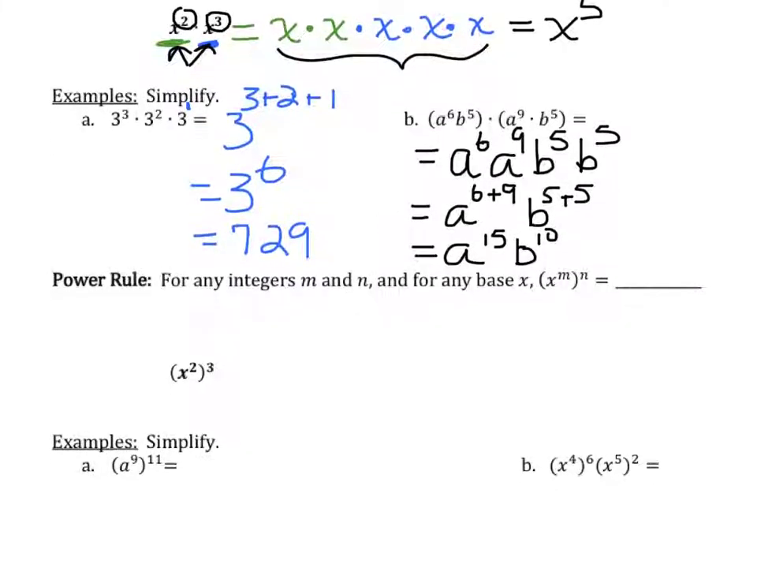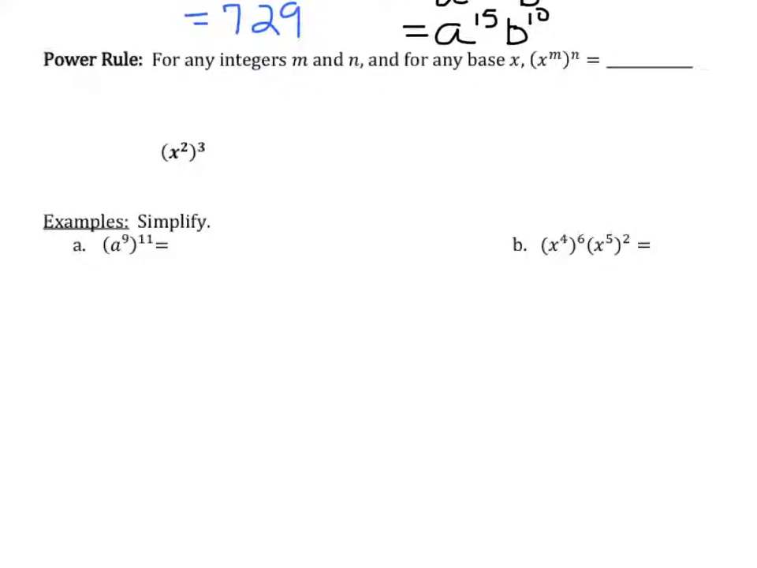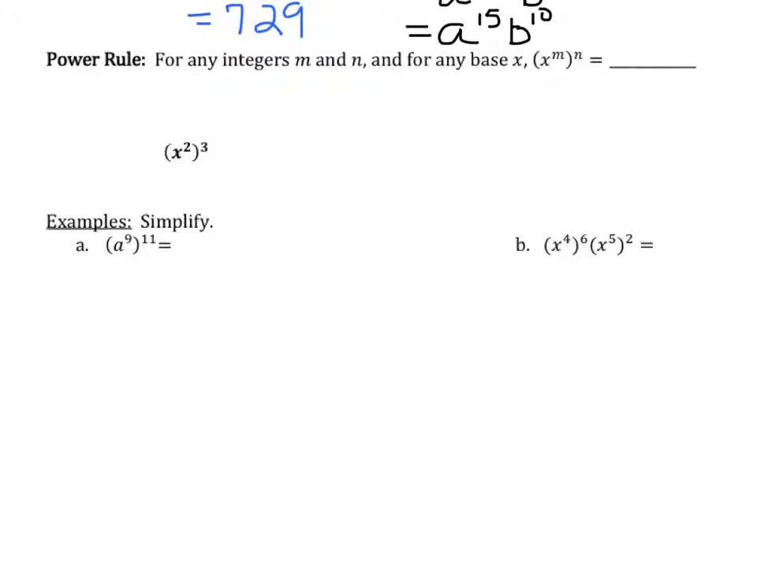Our next rule is called our power rule. It says for any integers m and n, and for any base x, x to the m, to the n power. Notice that the x to the m is in the parentheses there, and it's raised to an nth power on the outside. Let's see what happens when we do that by looking at this example here.